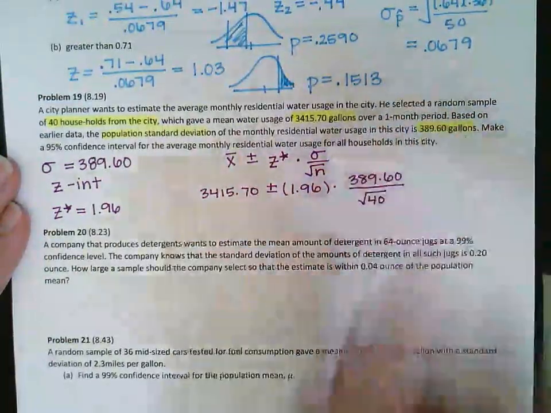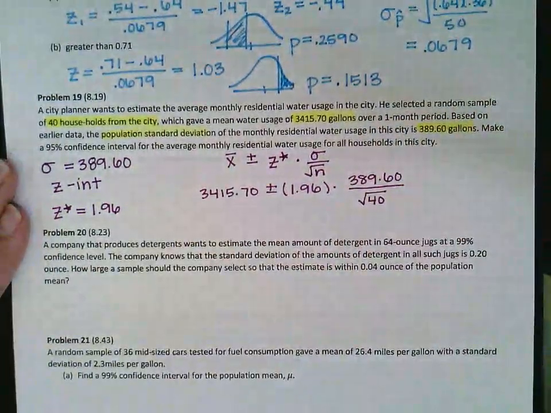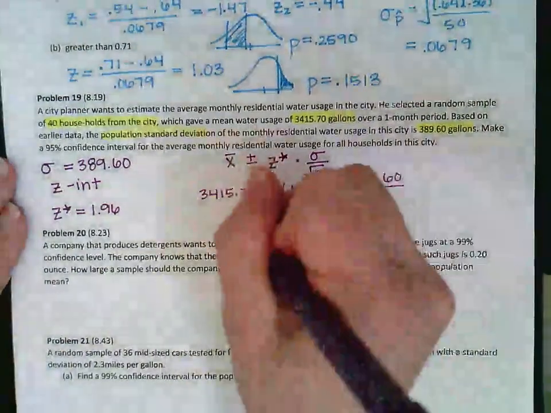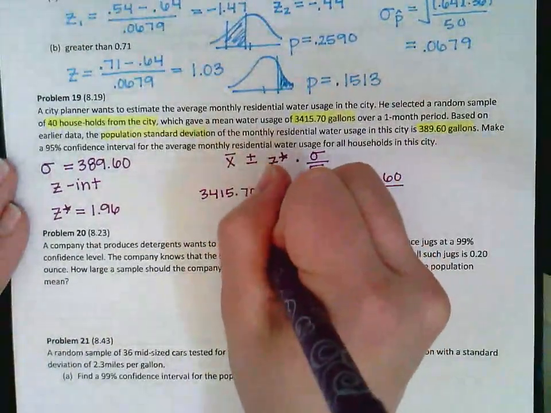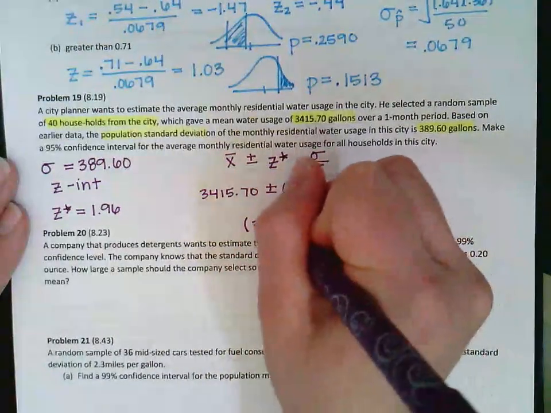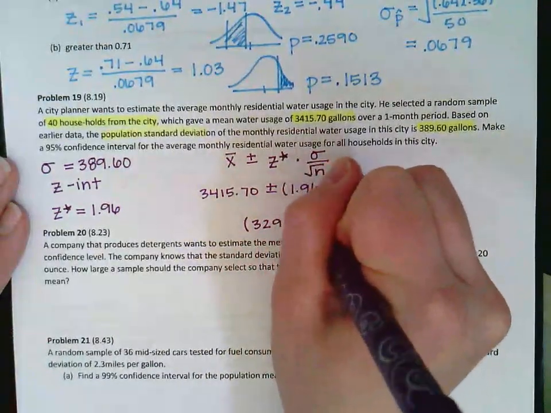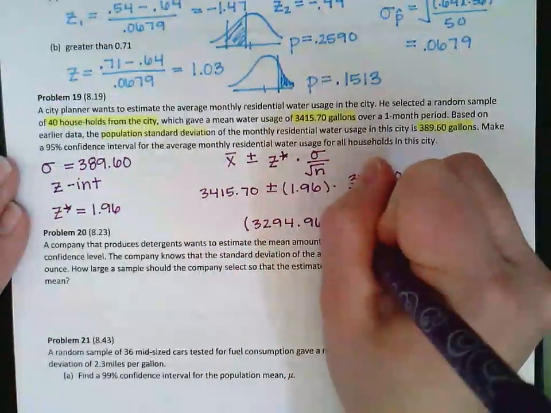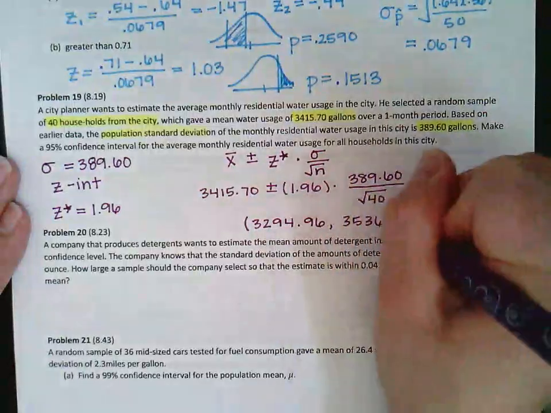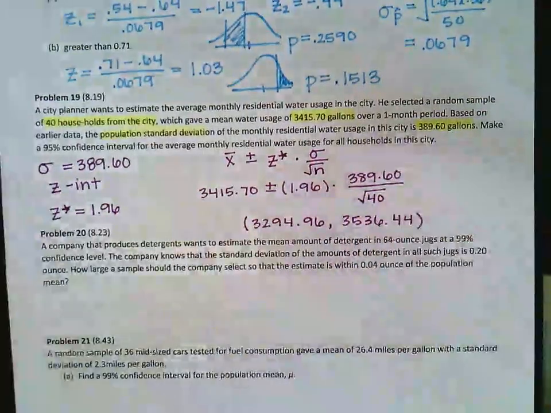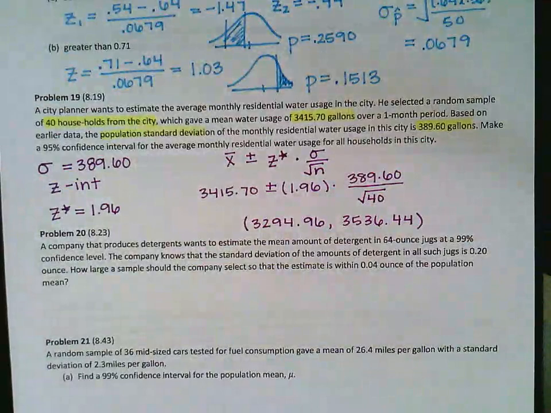And then when I plug this into my calculator, either doing lower bound and upper bound by itself or by plugging into a calculator program that will do confidence intervals for you, this is the interval that you get for 95%. Okay. All right, let's look at the next problem.